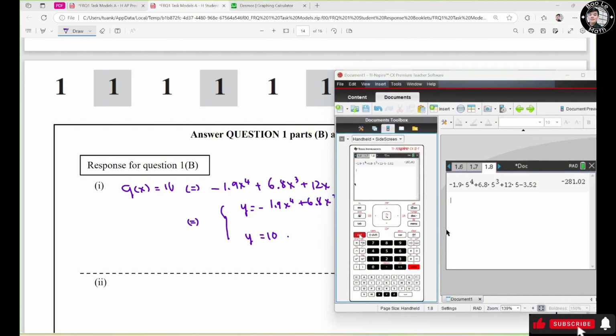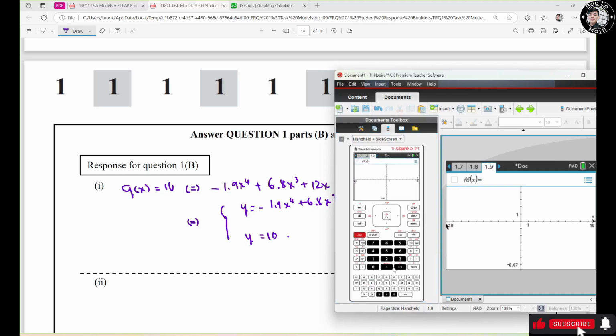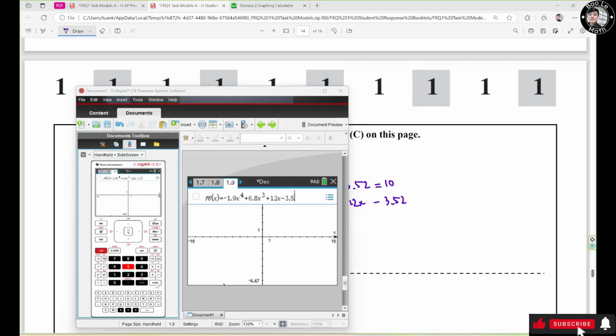So we're going to hit Control I and hit Add Graph right here. It could be negative 1.9 s to the power of 4. Now you hit enter, and the graph should look like this. Now the second equation should be y equals 10, so you need to hit tab, type 10 and hit enter.